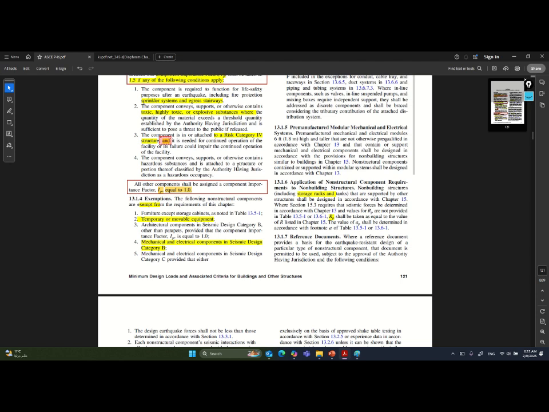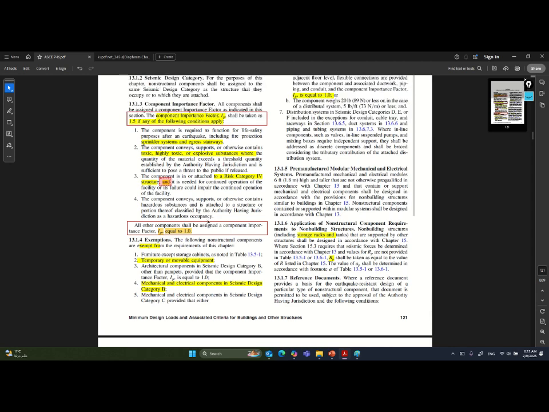Of course, for the risk category, whether the IP is 1.25, there is no 1.25. It is whether it is 1.5 or 1. As you can see here, the component importance factor shall be taken as 1.5 if any of the following conditions apply.